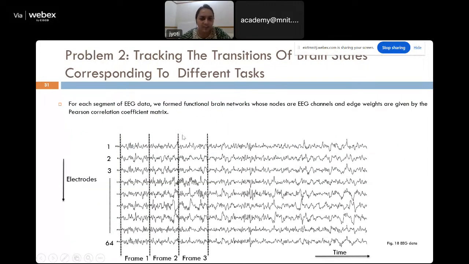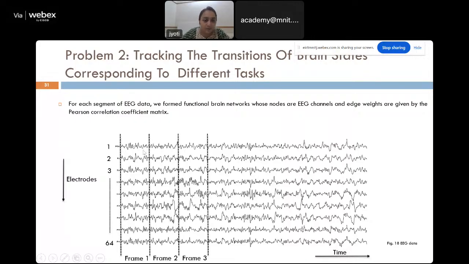This is just a screenshot of our EEG data. This is continuous EEG data. It is non-stationary in nature, so it is divided into small segments. We consider that each frame is sufficiently small that the functional interconnections, or the connections between brain regions, do not change significantly within the frame. The next frame is also sufficiently small, so that we can see how slowly the brain states are changing over a period of time.